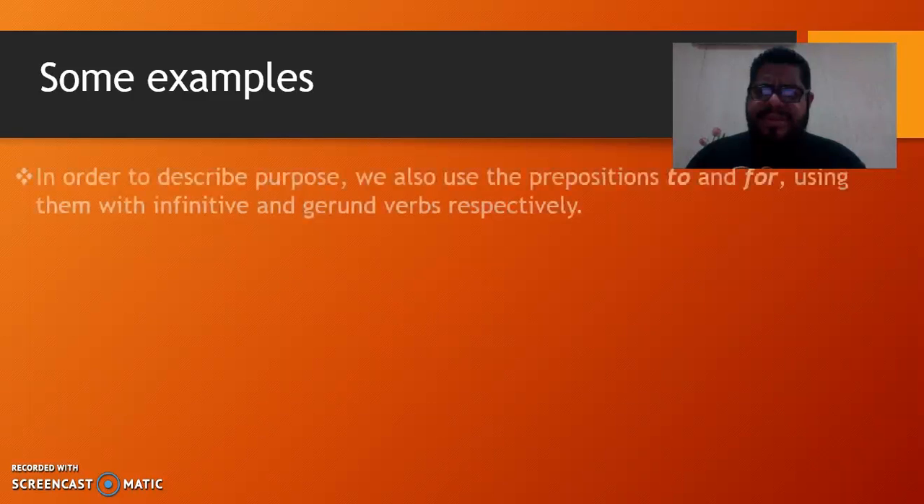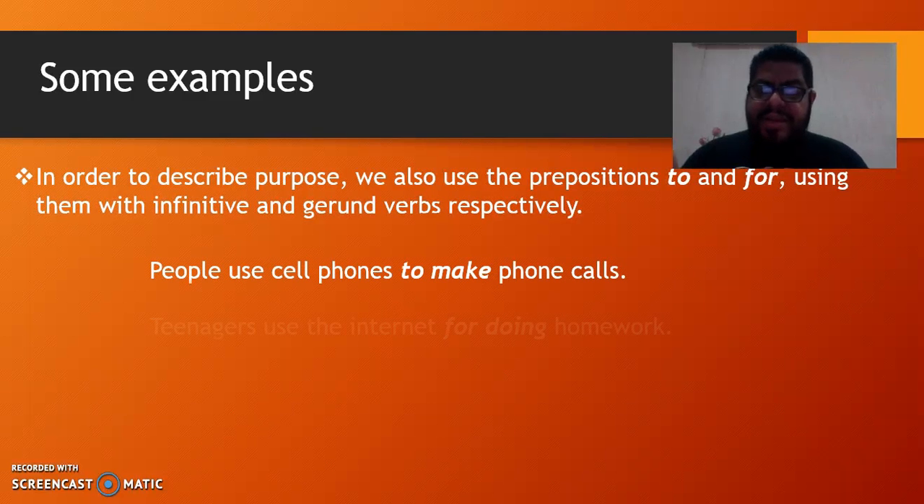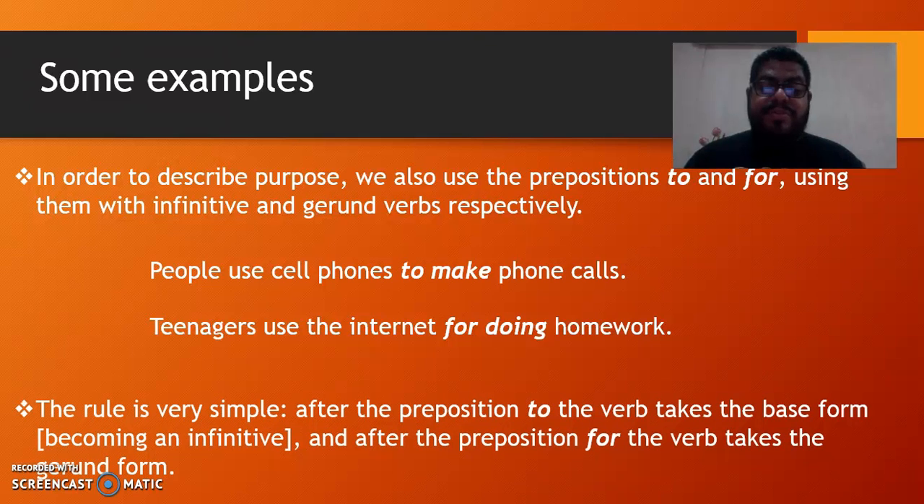Now, some examples here. But before, in order to describe purpose, we also use the prepositions to and for, using them with infinitive and gerund verbs respectively. Look at the examples here. People use cell phones to make phone calls. Teenagers use the internet for doing homework. The rule is very simple. After the preposition to, the verb takes the base form, becoming an infinitive. And after the preposition for, the verb takes the gerund form.